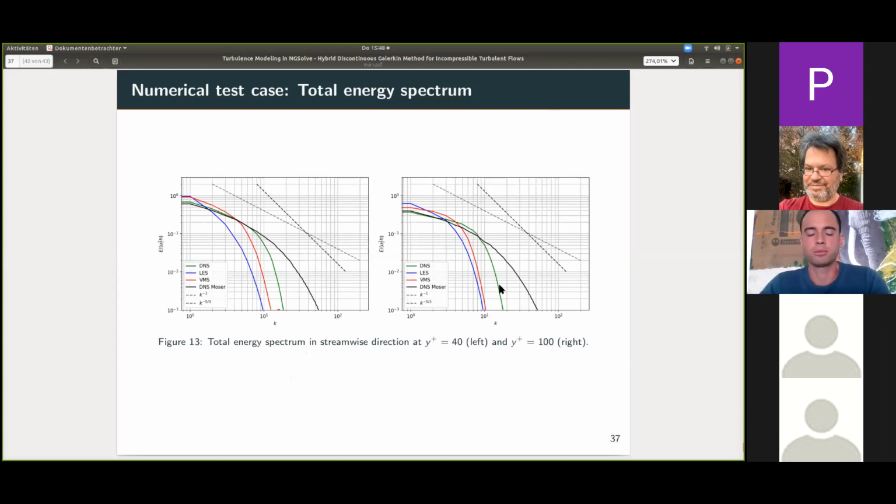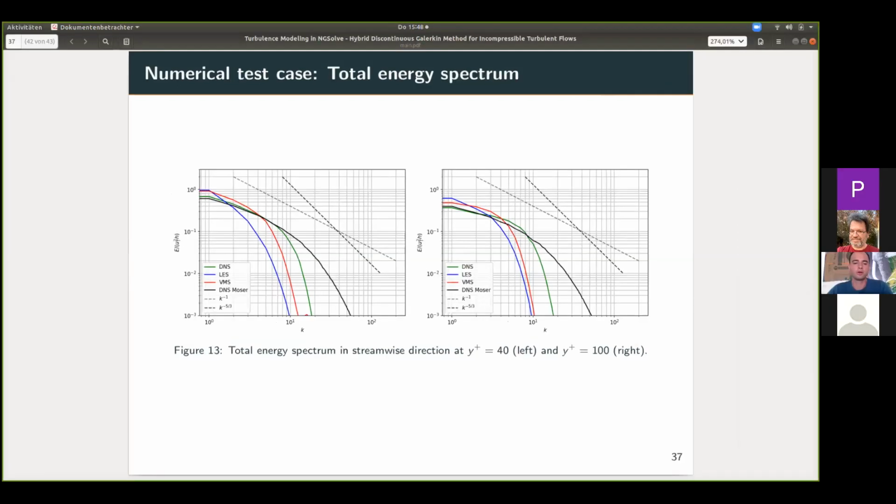shows probably the best results. Therefore, the widest range of scales is resolved. And also for the VMS and LES, the VMS is slightly better than the LES approach, which can be clearly seen here. But none of those simulations could resolve all scales, especially the smallest ones.